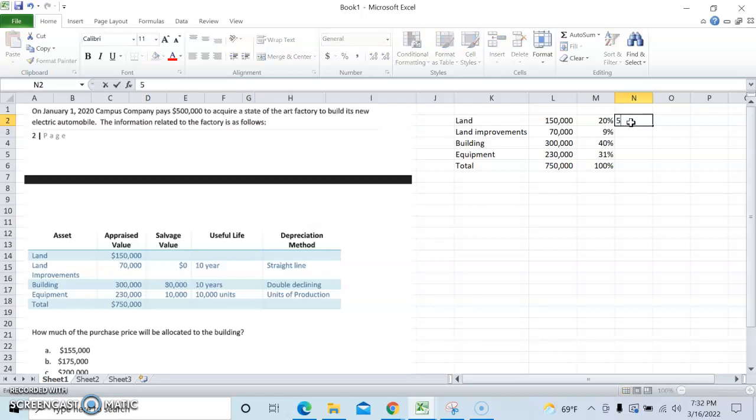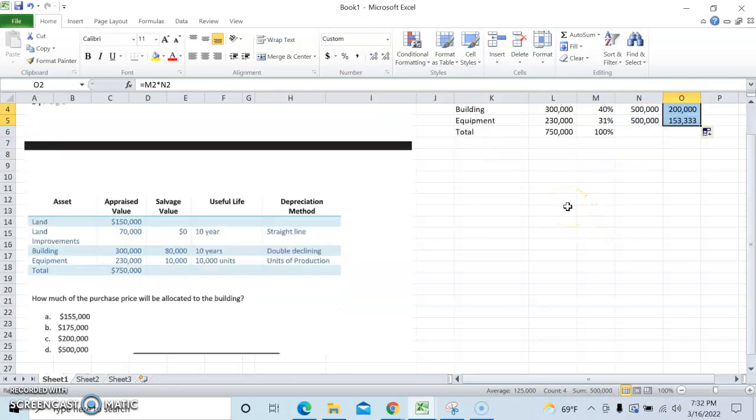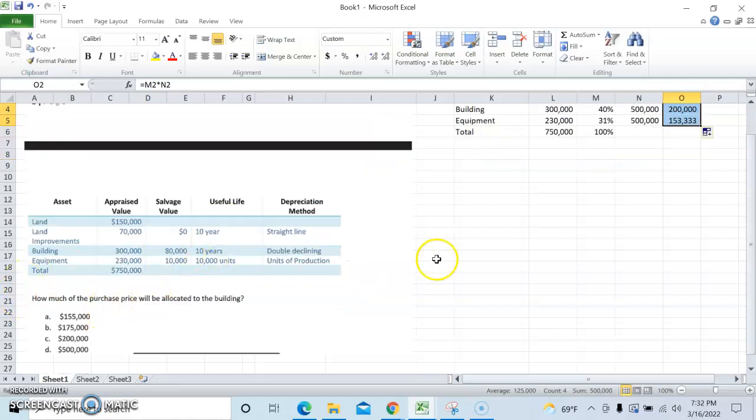So we're going to put in 500,000 for all these. And then the last step is we just take the percentage times what we paid for it. So for land, we got $100,000. For land improvements, we got $46,667. For the building, we got $200,000. And for the equipment, we got $153,333.